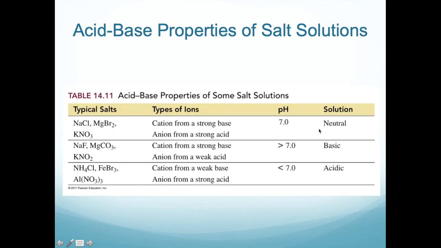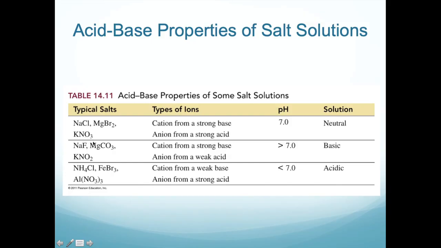So essentially, if you look at your ionic compound and look at the ions it splits up into, ask yourself, where did those ions come from? What base gave me my cation? If you see metals like sodium, magnesium, potassium, you know it came from a strong base. But as soon as you see ammonium, you know it came from a weak base. Likewise for your anions, if you see things like chloride or nitrate, you know they came from strong acids.